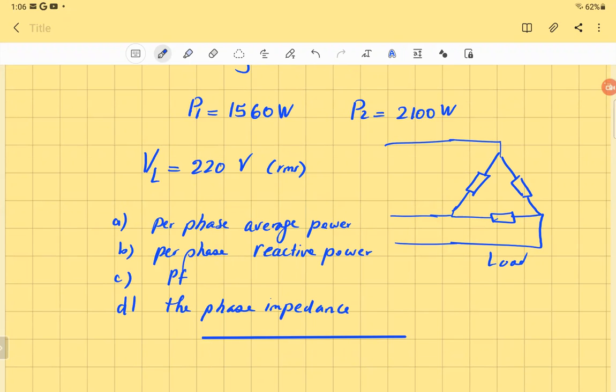Using two wattmeter methods. The first question is easy. Do you want to find the average power? How the average of per phase? So what should you do? First, I get the total power in three phase. How do you find total power in three phase?